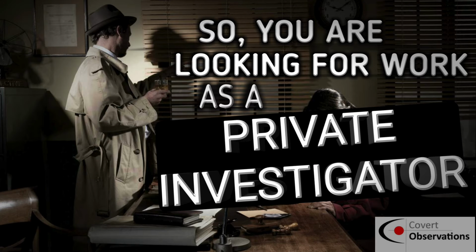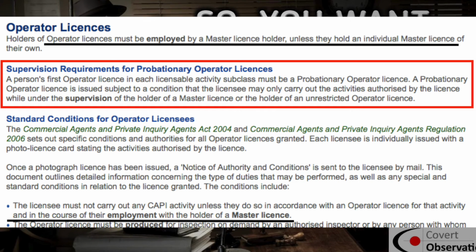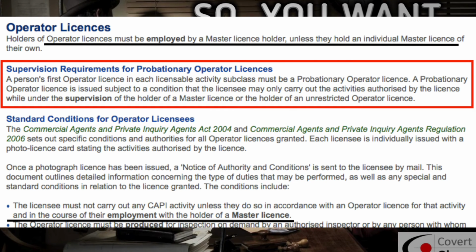Bear in mind, at the end of the 12 months, in order to progress to an unrestricted operator license, you need to get a letter of a master license holder to say that you've been employed by them during that 12-month period and they recommend you to go to the next step.